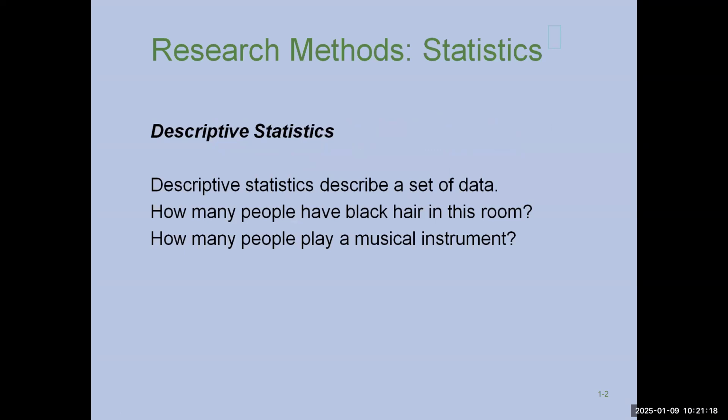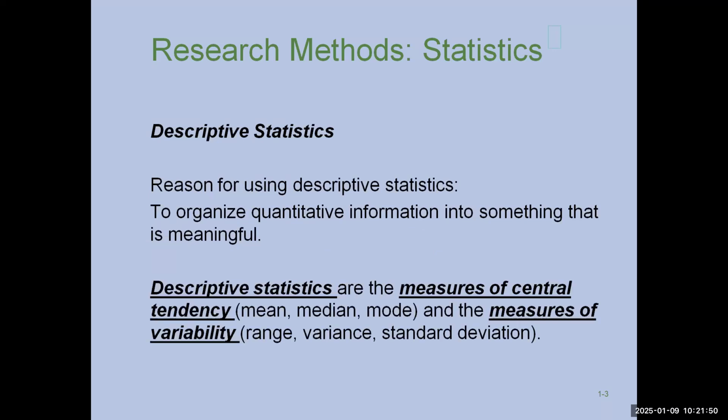If you have a data set, you are going to identify what the average is, what the mean is, what the upper range is, and what the lower range of the data is. We just describe it. So the question comes: how many people have black hair in this room? How many people play a musical instrument? We are just going to give the numbers in terms of quantity.